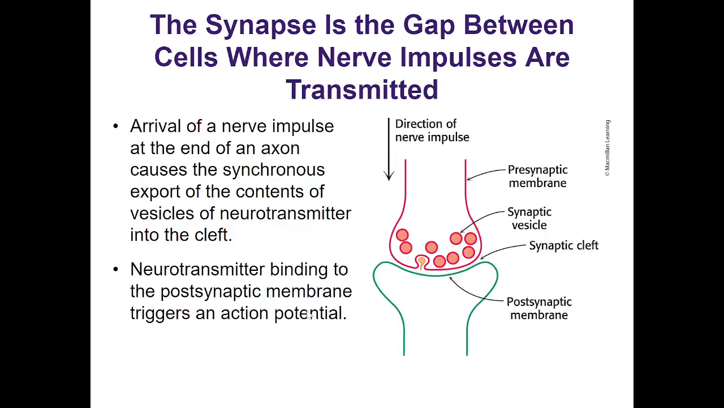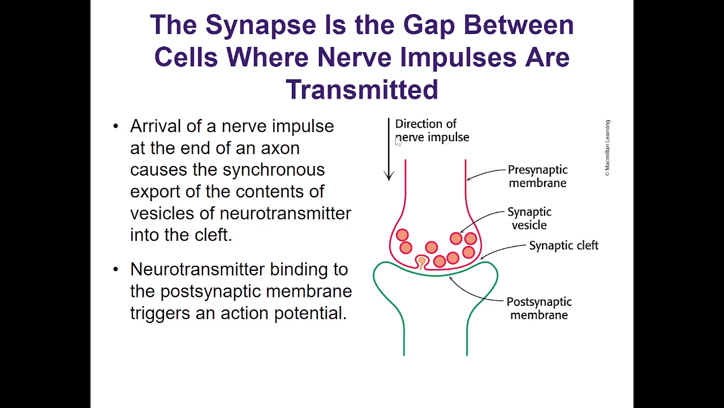Okay, so this right here is the diagram of this. So again, that synapse is going to be the gap between the cells where the nerve impulses are transmitted. Arrival of a nerve impulse at the end of the axon causes the synchronous export of the contents of your vesicles, your neurotransmitter, into the cleft, which again, here's your cleft. The neurotransmitter binding to the postsynaptic membrane is going to trigger that action potential. So whatever the result of that signal would be, whether that's propagation to another cell or release of some chemical.